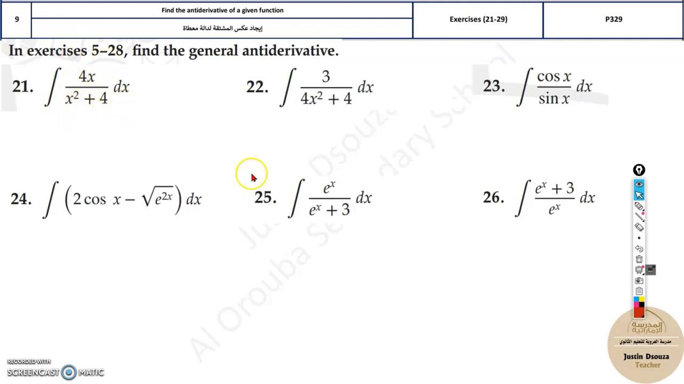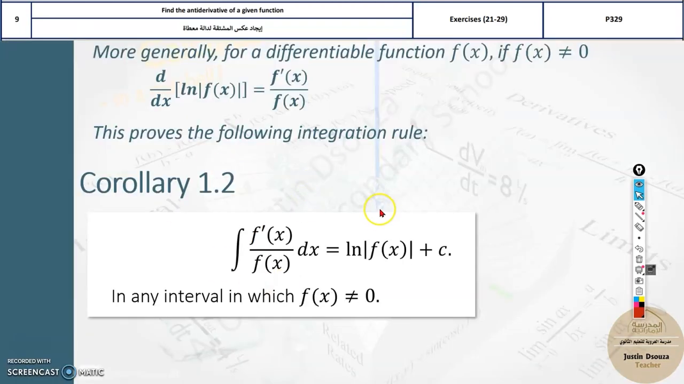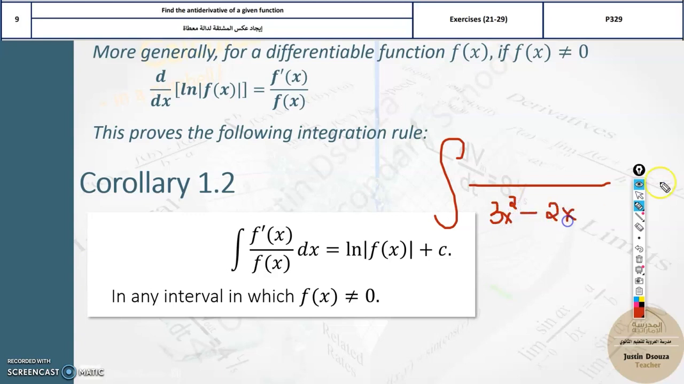So what we do is, we will look into this formula. What it says: whenever you have an integration to do of two functions, but the denominator's derivative is up above. Let me write an example. If I have 3x squared minus 2x, okay? And up above we have 6x minus 2.